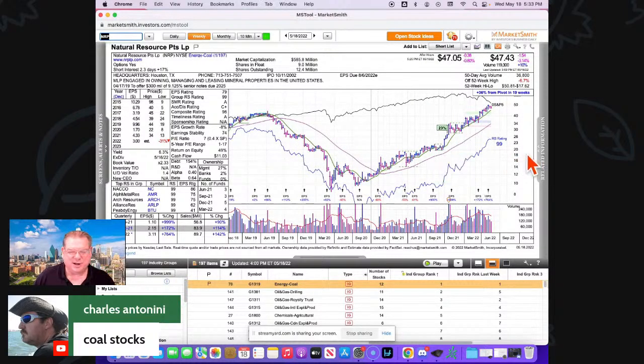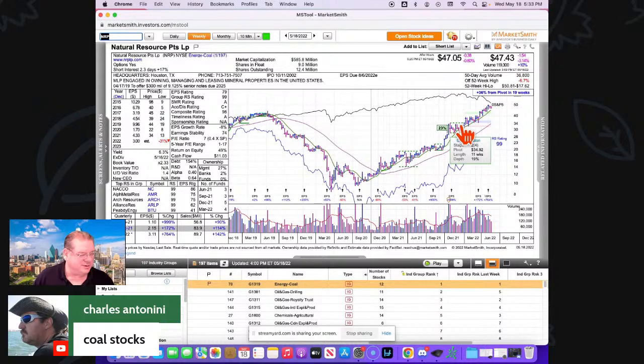So what does it mean by extended? Well, a stock will have a basing pattern. This is called a consolidation base, and then it will move out of the consolidation base. When it moves out, that's where you want to buy it. But if it gets too far above that pivot, and that's definitely the case here for this one.